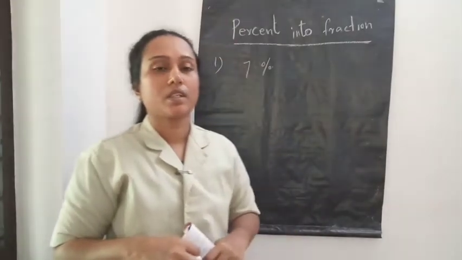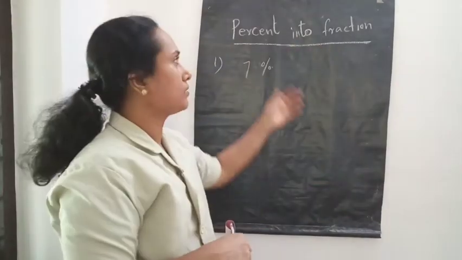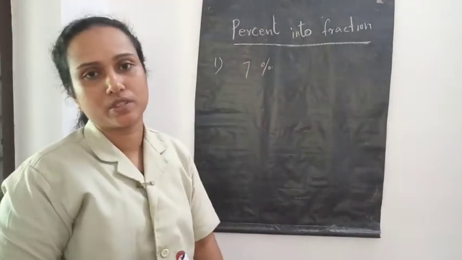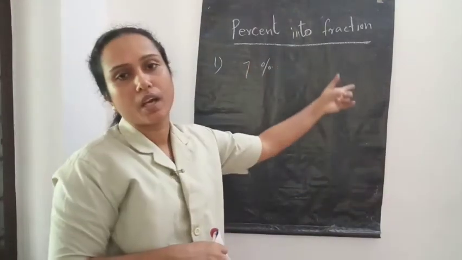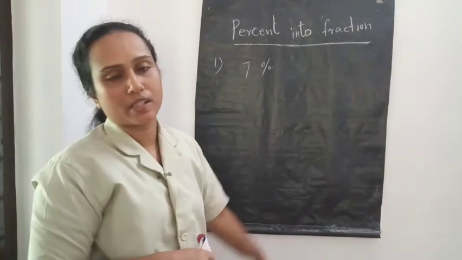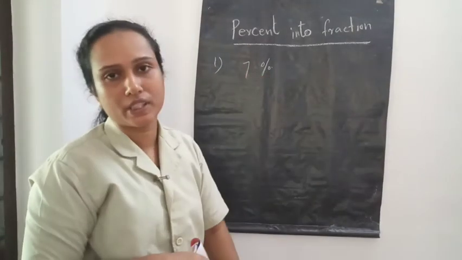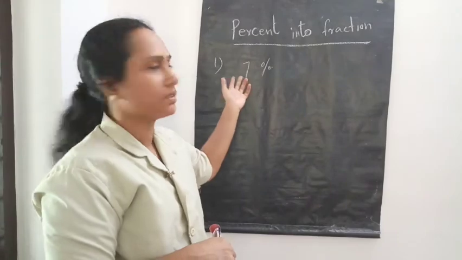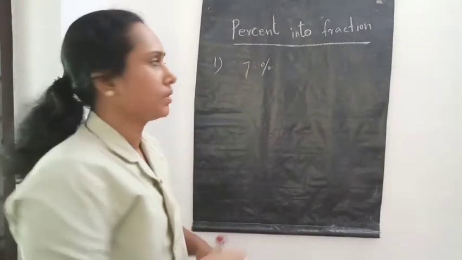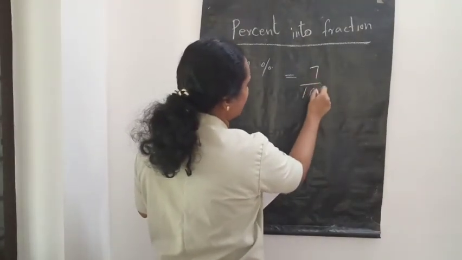Okay. Next, conversion of a percent into a fraction. The question is 7 percentage. We have to convert this into fraction. To convert this percent into a fraction, first we remove this symbol of percentage and divide this number by 100. Then it is equal to 7 by 100.